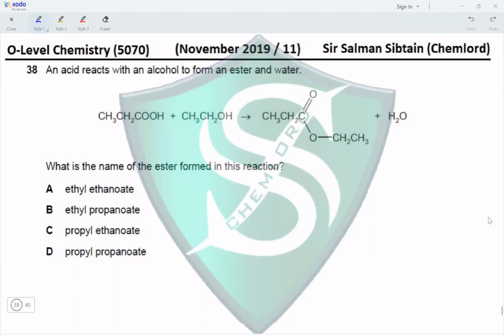Question 38. An acid reacts with an alcohol to form an ester and water. What is the name of the ester formed in this reaction? So the alcohol part contains two carbon atoms. This is ethyl. And the acid part contains three carbon atoms. So this is propanoate. So the name of the ester formed is ethyl propanoate, making option B the correct option for this question.